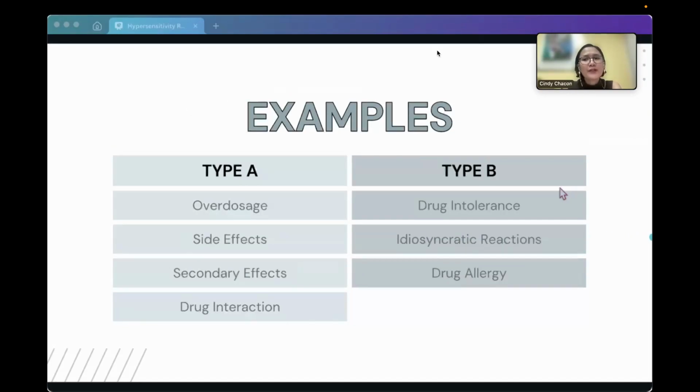These are some examples of your predictable reactions. You have drug overdose, like what you see in bleeding with warfarin overdose, or hypoglycemia with very high levels of insulin, or respiratory depression with opioids. You have side effects like diarrhea or gastric upset upon antibiotic intake, abdominal pains after steroids, or sedation with certain antihistamines, right? You also have your secondary effects like colitis after intake of certain antibiotics, for example, your clindamycin.